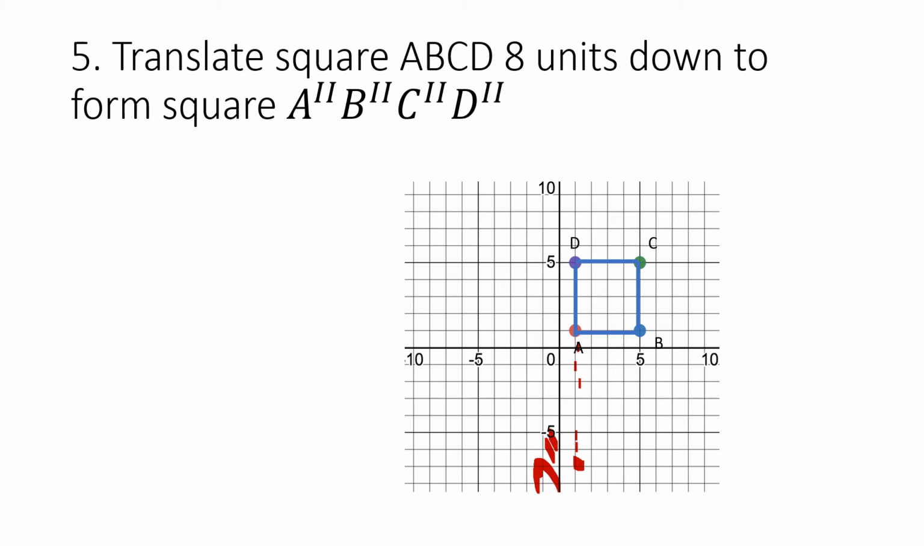Now we translate B 8 units down. B, when we go 8 units down, should end up here. So it's B double prime. Then we have D 8 units down: 1, 2, 3, 4, 5, 6, 7, 8. So D double prime will be there. And then C double prime, 8 units down, will be here.